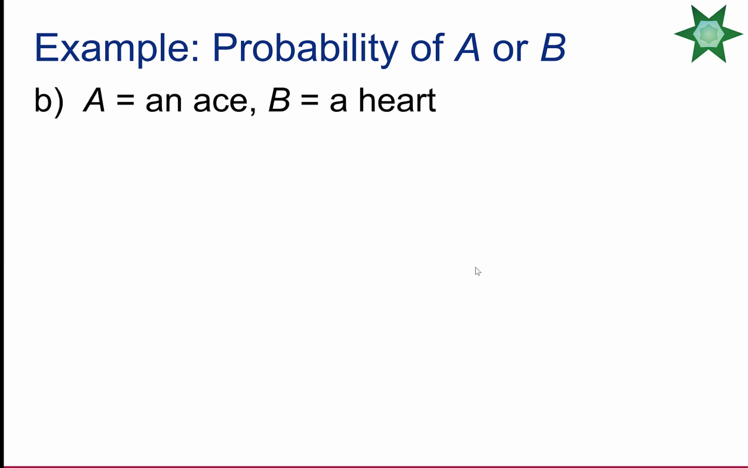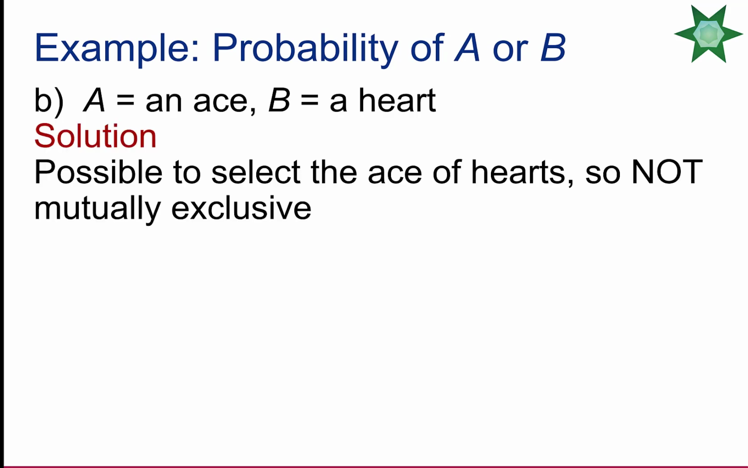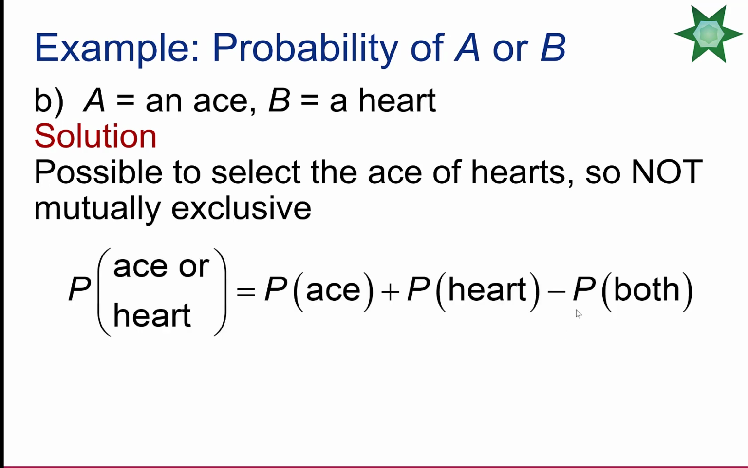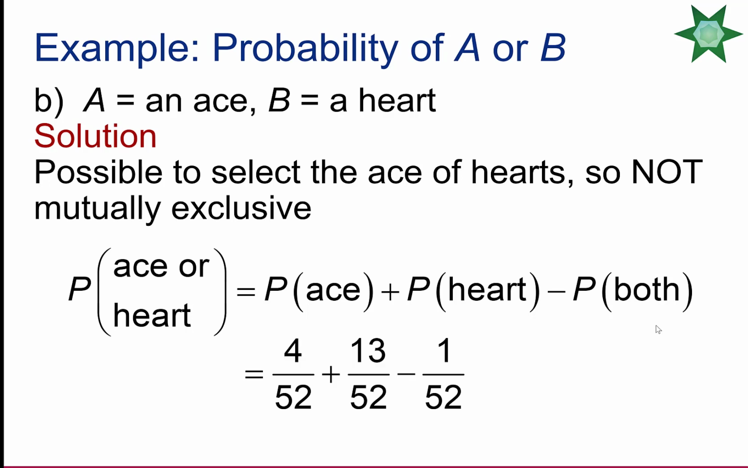The probability of A or B here is the probability of an ace or a heart. These are not mutually exclusive because there's an ace of hearts. So we have to subtract that probability of picking a card that's both an ace and a heart. And there's one card that fills that criteria. So there's 4 aces, 4 out of 52, 13 hearts, and then we have to subtract that event that occurs in both of those, which is the ace of hearts, 1 out of 52, and when we simplify, we get 16 over 52, and simplify that to 4 over 13.